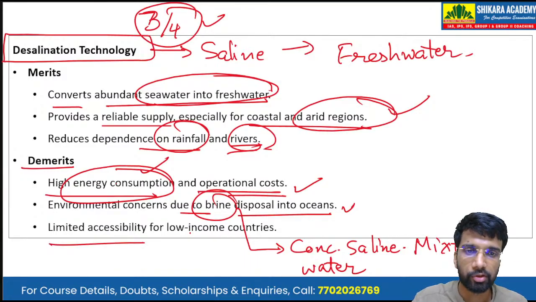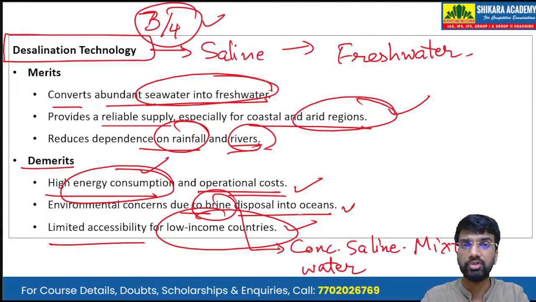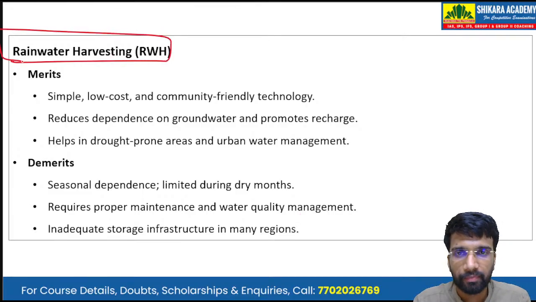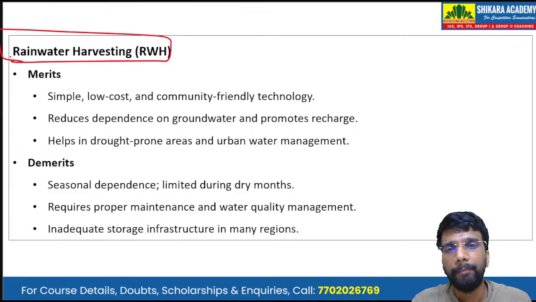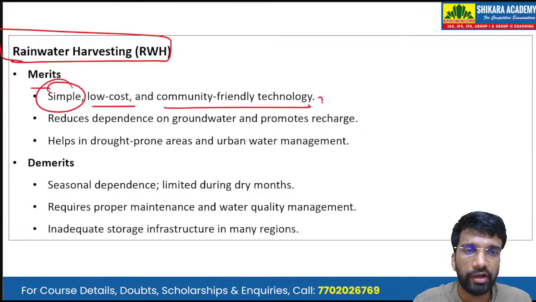Then there is limited accessibility for low income countries, because the operational costs and the energy consumption are really high. So the low income countries cannot afford this desalination technology. The second technology is rainwater harvesting. This is an alternative technology. Merits are that it is very simple, low cost and community friendly.